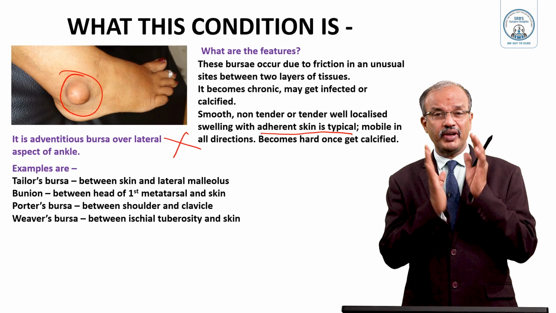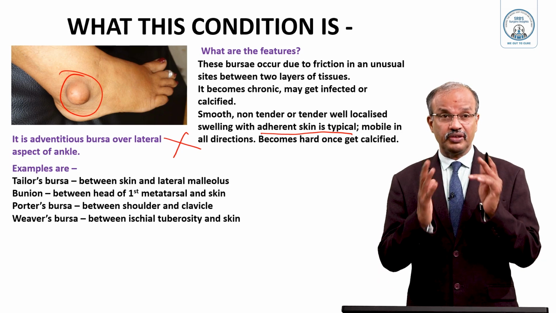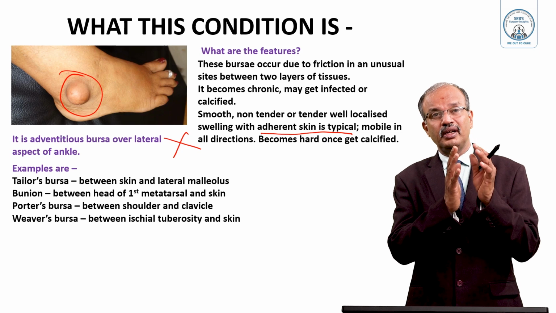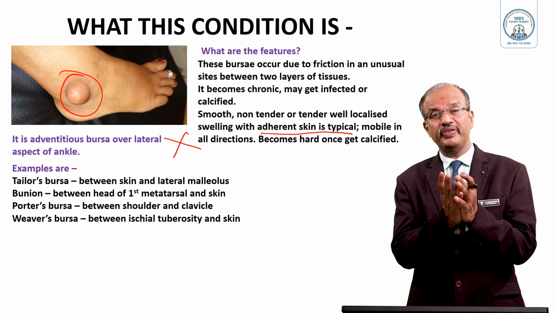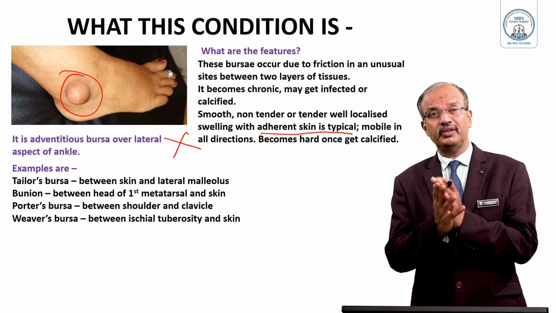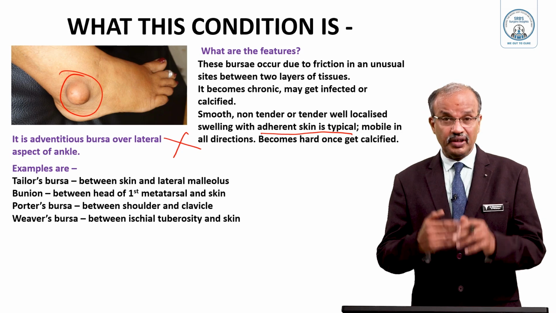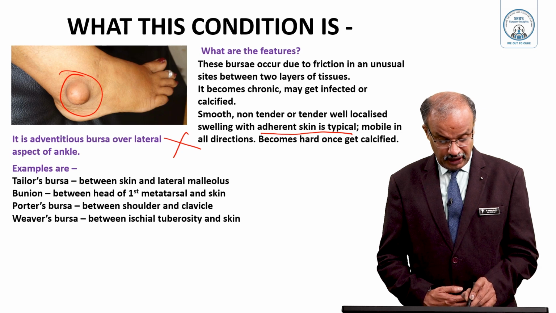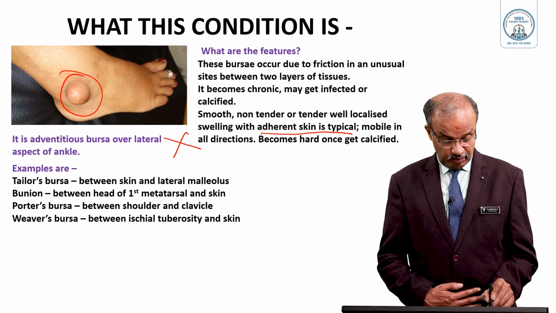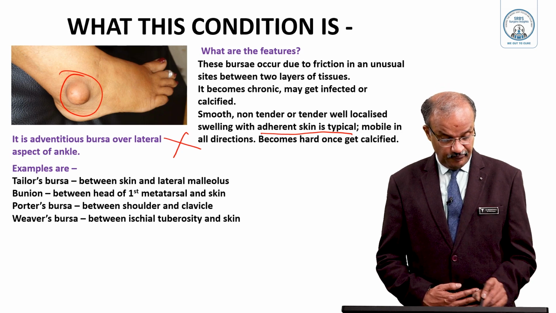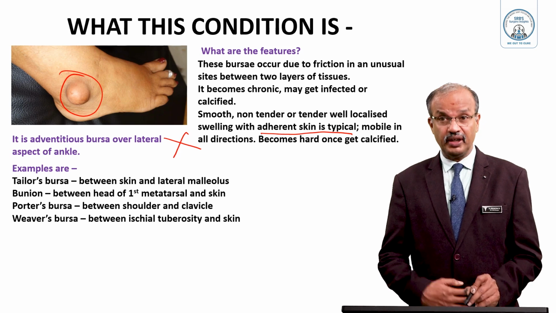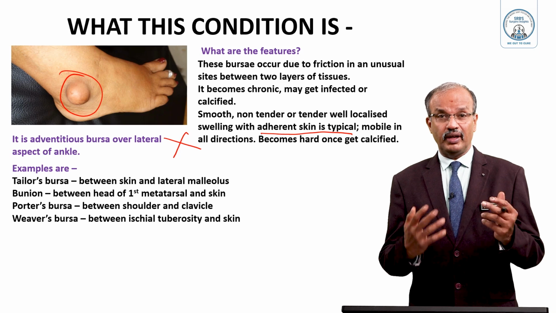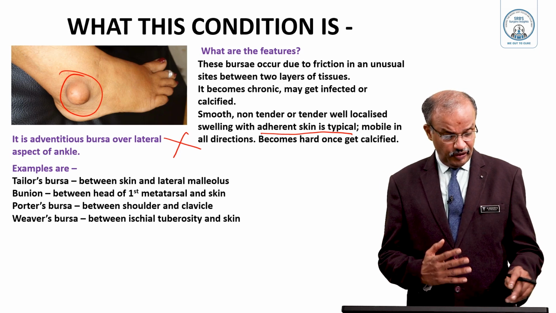It is usually an acquired condition. Remember, adventitious bursa is an acquired condition. Bursa can be congenital, in natural places wherever it exists, like the bursa around the knee joint, or it can occur as adventitious due to friction, and very commonly. Tailor's bursa is between skin and lateral malleolus; bunion is between the head of the first metatarsal and skin; Porter's bursa is between shoulder and clavicle; and Weaver's bursa is between the ischial tuberosity and skin, where they sit and weave. So these are different examples.